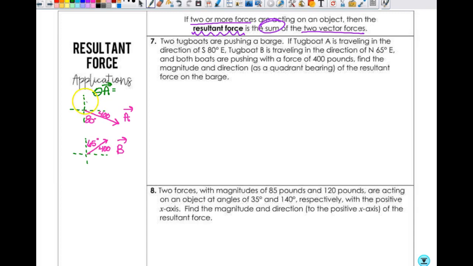350, right? Because here we got 90, 180, 270, and then 80 more. So it's going to be 350 degrees, right? Or you could think, I've got 10 more to get to 360, so it's got to be 350. That's another way to look at it. Whatever. All right, and then what would my theta for B be? 25. Okay. Any question about either angle?